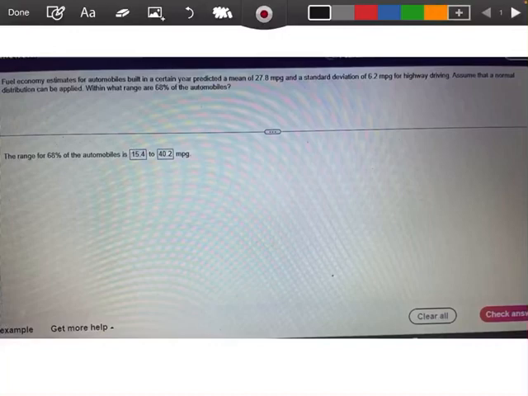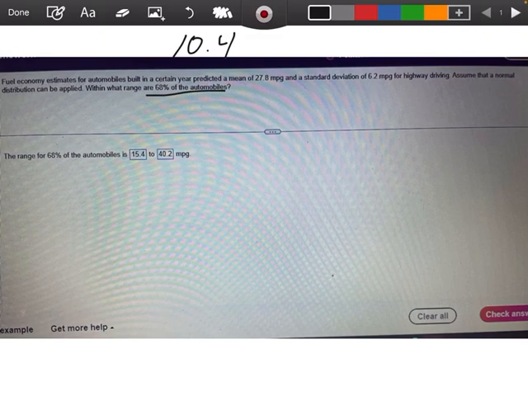All right, so y'all, this is a problem out of 10.4, and this problem is saying fuel economy estimates for automobiles built within a certain year predicted a mean of 27.8 miles a gallon and a standard deviation of 6.2 miles per gallon for highway driving. Assume that a normal distribution can be applied. Within what range are 68% of the automobiles?